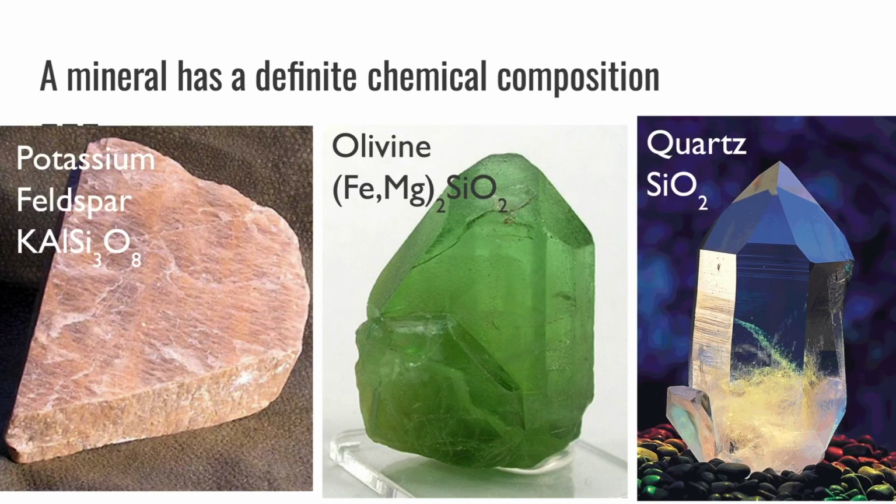A mineral also has a definite chemical composition. This means if I say quartz, we know it's SiO2. If I say olivine, we know the chemical formula is (Fe,Mg)2SiO4. Potassium feldspar, it's KAlSi3O8.